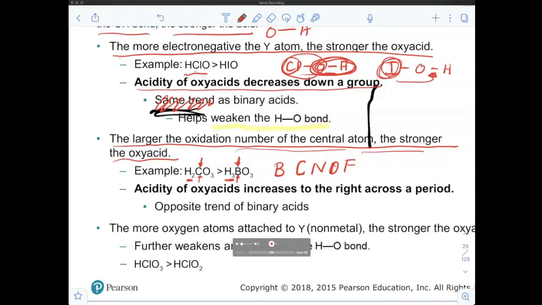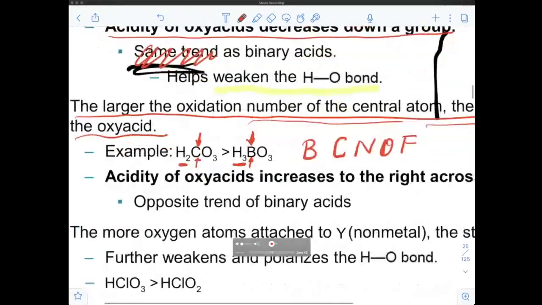The central atom in this molecule here, H3BO3, is boron. The central atom here in H2CO3 is carbon. And we mentioned earlier that acidity increases to the right, correct? When the central atom tends to be a greater nonmetal, which in this case it just so works out the oxidation number of carbon here is higher than boron, this creates a more acidic compound.